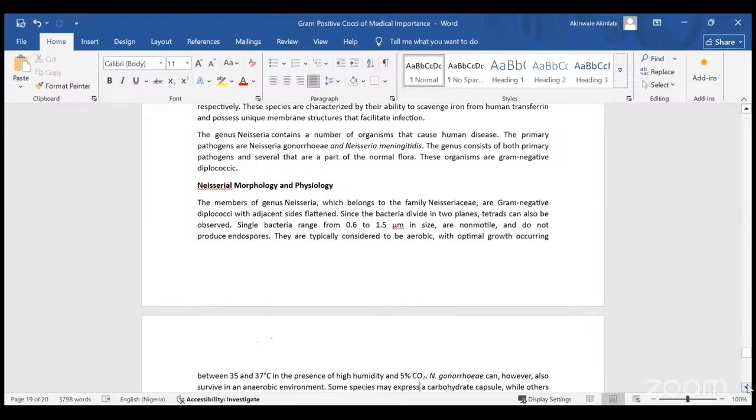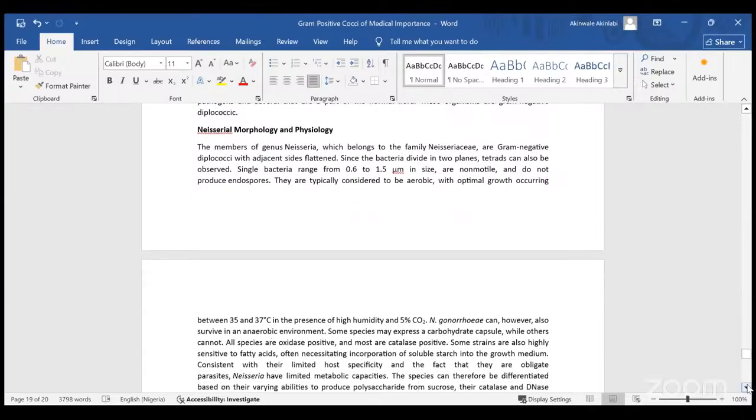The genus Neisseria belongs to the family Neisseriaceae, and they are gram-negative diplococci. They range 0.6 to 1.5 micrometer in size. They are non-motile and do not produce endospores. They are aerobic with normal growth occurring between 35 to 37 degrees Celsius in the presence of humidity and 5% carbon dioxide. You can see these ones also require 5% carbon dioxide. That means that when you do candle jar incubation for Neisseria gonorrhoeae and Neisseria meningitidis, you can recover them, just like for strep pneumoniae.